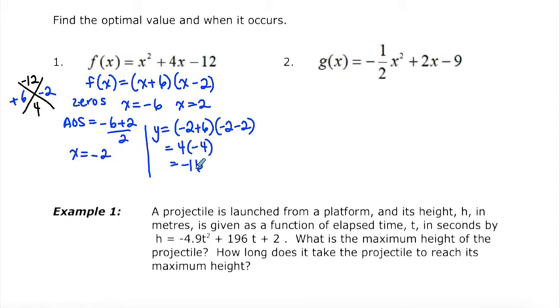Is that optimal value a maximum or a minimum? Because the value in front of the x squared is a positive number, our parabola is going to open up. If it opens up, then we're going to have a minimum. So we have a minimum value of negative 16 when the x value is negative 2.